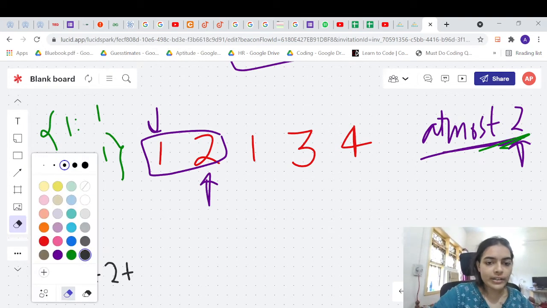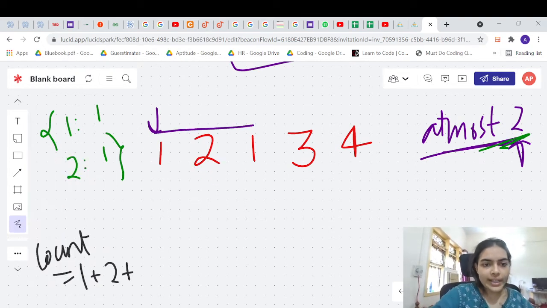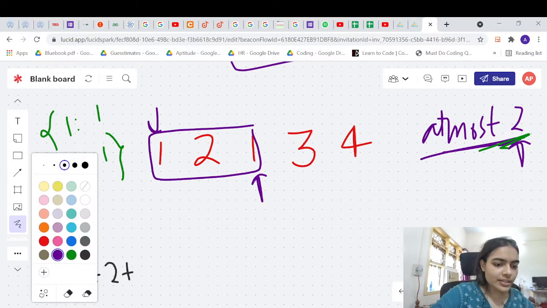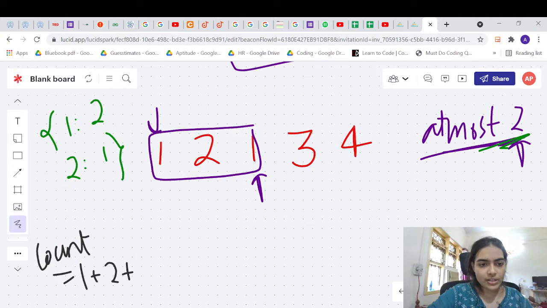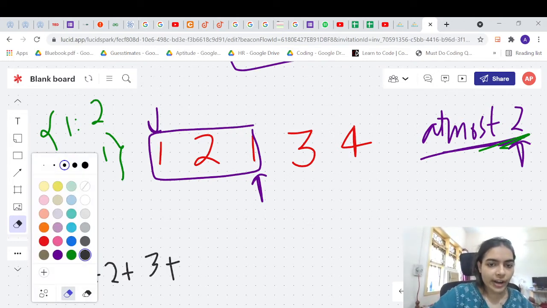Now we'll try to expand the window. So now what happens? Your count of 1 will change from 1 to 2. Still the size of the map is 2 only. So this is also accepted. So you can take all these 3 subarrays. So your count will increment by 3. Okay. Now again we'll try expanding.